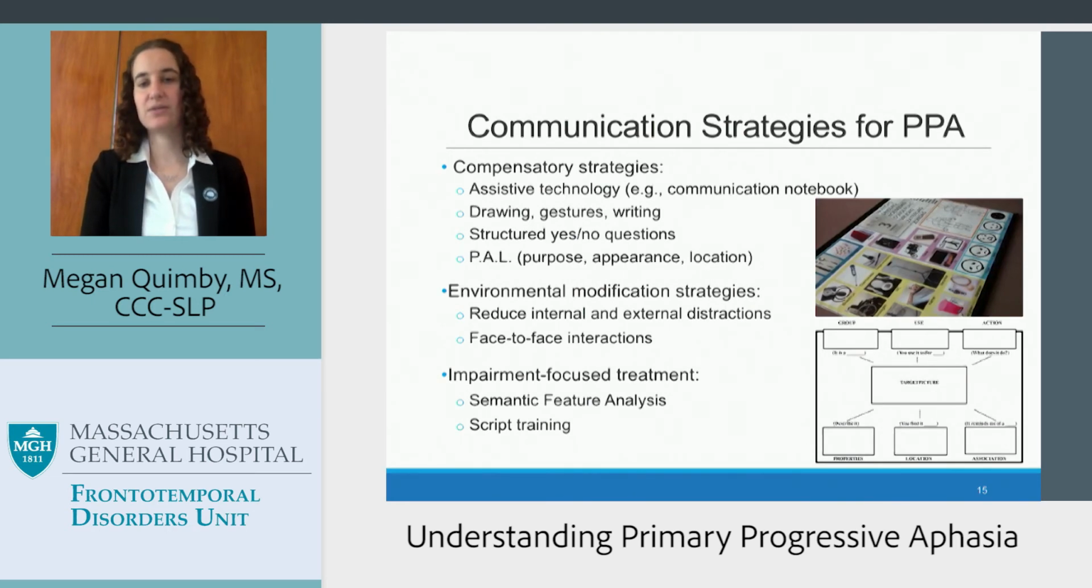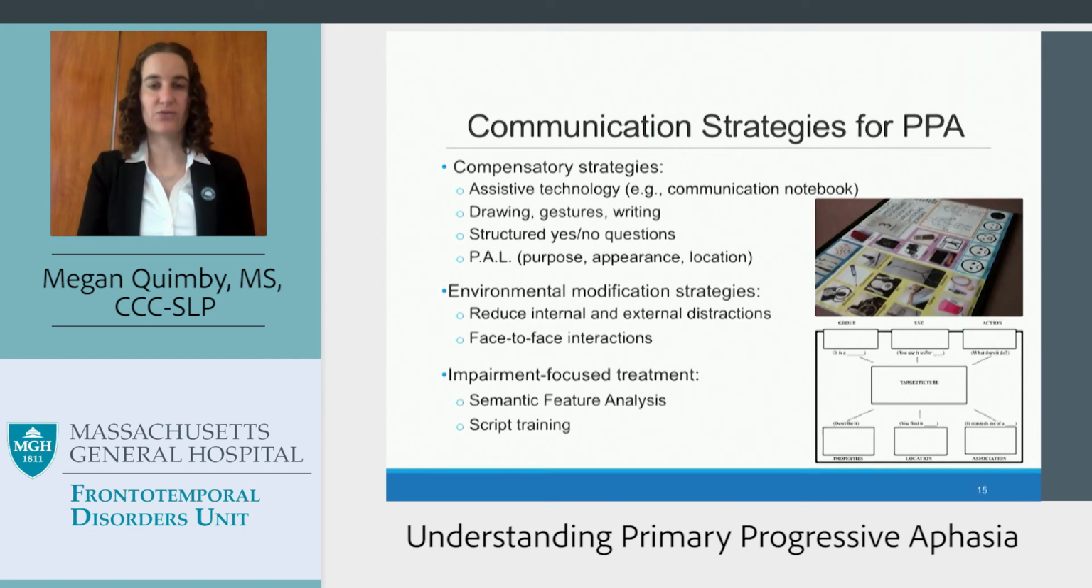Even a physical communication book is often very helpful for all subtypes of PPA. For instance, the clinician can work with the care partner and the patient to create a personalized notebook with all their favorite restaurants, maybe their doctors, family members, places they like to go, hobbies. So that way, instead of using language and speech to communicate, they can point to a picture in the communication notebook to provide information about their needs and feelings and things like that.